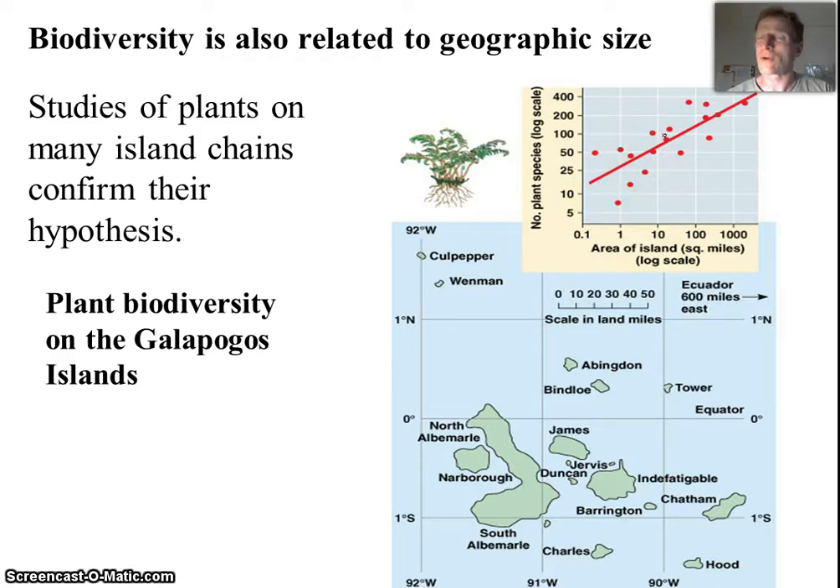So the larger it is, the more different niches in there, the different micro habitats and microclimates are going to allow for more species to flourish. In a small island, it can have much lower species diversity. Okay.